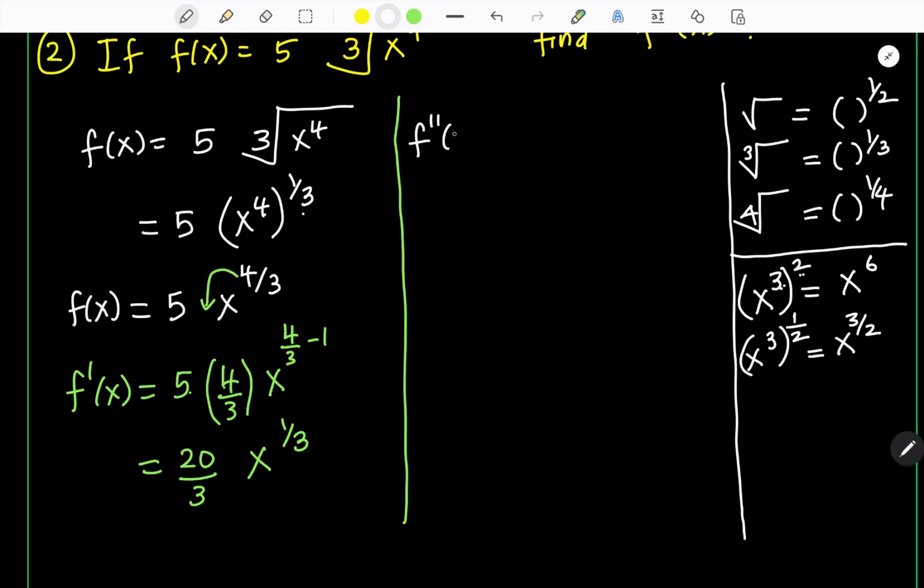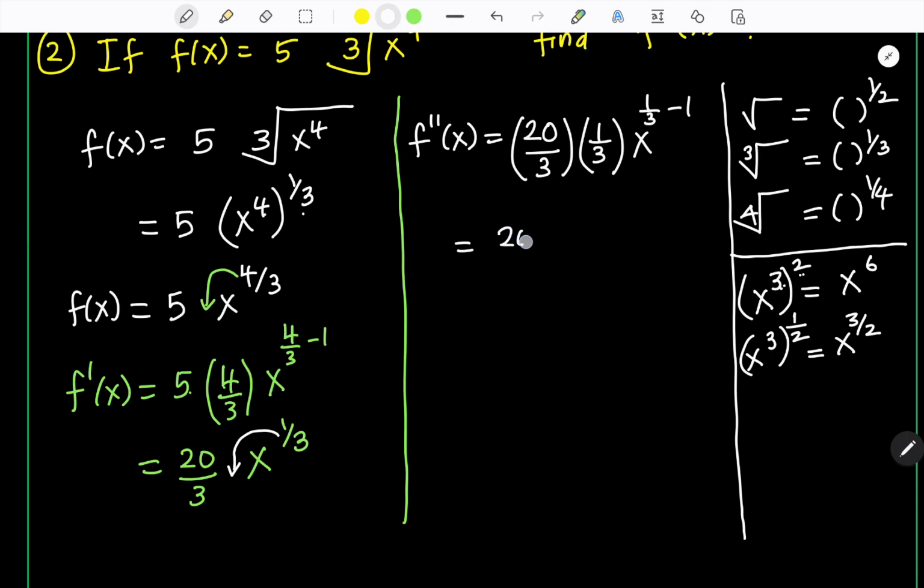What is your second derivative? f double dash of x, which is equal to 20 by 3 will be there. And you just take this down and power minus 1. So always use brackets. 1 by 3 bracket close. x to the power of 1 by 3 minus 1. Okay. Right. So this equals 20, 3 times 3 is 9, 20 divided by 9, x to the power of 1 by 3 minus 1. So same, go to the calculator, use fraction mode and just put 1 over 3 minus 1, which is equal to x to the power of minus 2 by 3. So this is your f double dash of x.